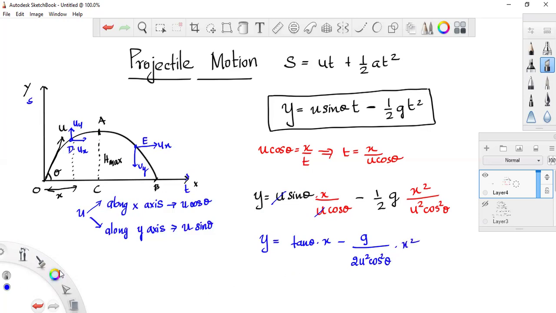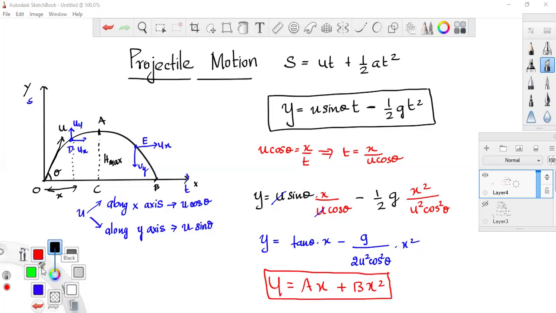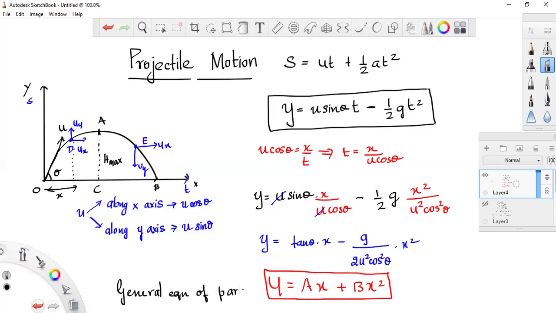So this looks like a general equation: y is equal to ax plus bx square. So there is an x square term, an x term and a y term. This is a general equation of the parabola. Therefore, the path of the projectile is a parabola. We have proved that the path of a projectile is always a parabola. An important derivation. So let's move on.